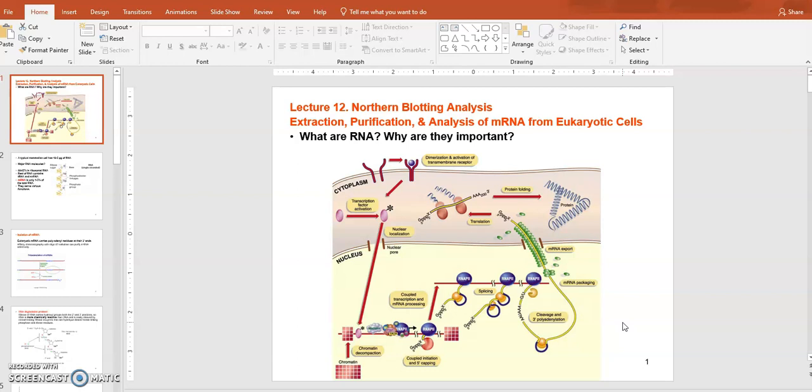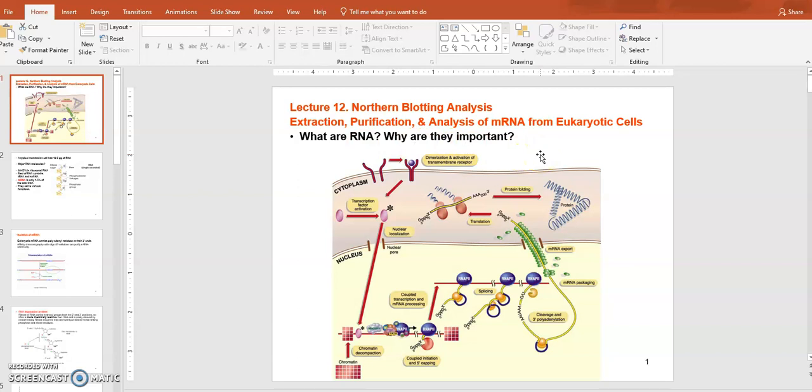So when you talk about RNA molecules, we've got to know how to deal with RNA molecules. You need to understand how you can isolate RNA molecules from living cells, how you can purify them, and how you can analyze them, especially RNA molecules from eukaryotic cells. If you look at this diagram, the first question: what are RNA molecules? How are they made? Why are they important?